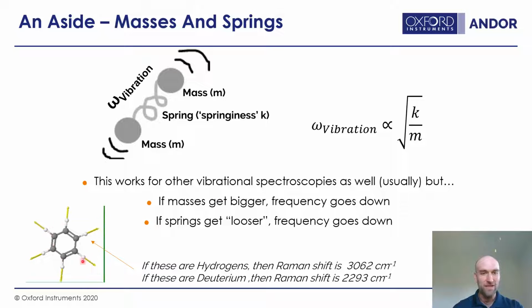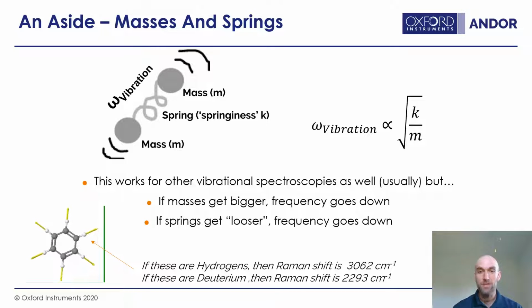So here's our benzene. Is this animated? There we go. There's our benzene vibrational mode, where the protons are all bouncing back and forth. And this is one of the two strong Raman modes that you can see for the benzene spectrum. If you want a refresher, go back to the first presentation. If these are hydrogens, then the Raman shift is 3062 wave numbers.